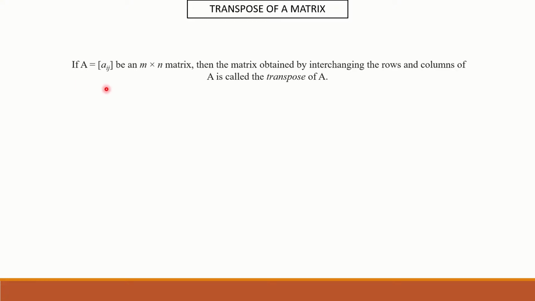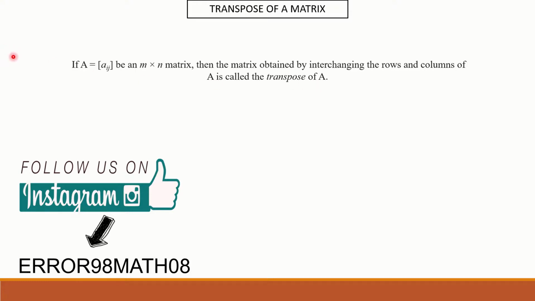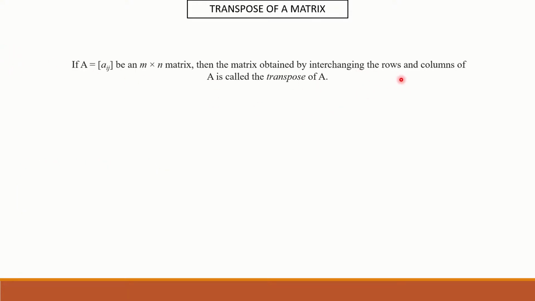So if a matrix A has elements aij and order m by n, then the matrix obtained by interchanging rows and columns of A is called the transpose of A. That means अगर हमें matrix दिया है एक A और अगर उसका हमें transpose find out करना है, so the transpose will be given by interchanging the rows and the columns of matrix A. And the transpose of a matrix is denoted by A dash or A raised to T. We usually use this A dash instead of A raised to T. So हम सारे videos में A transpose को A dash से represent करेंगे.